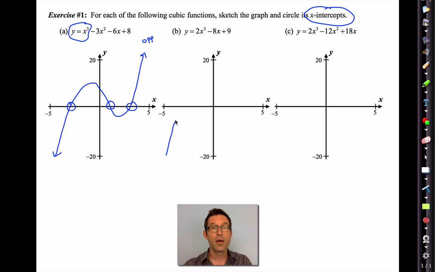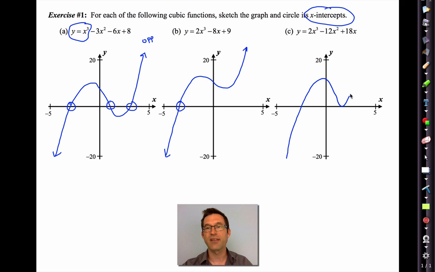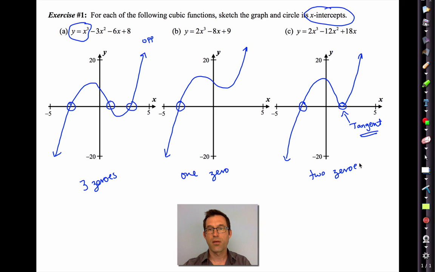On the other hand, letter B, right, 2 turning points, but only 1 zero. Again, notice the ends pointing in opposite directions. And letter C, we managed to get one. Now, this was probably the trickiest of them all, that had exactly 2 zeros, because one of those two zeros was tangent to the x-axis. So we had 3 zeros, 1 zero, and 2 zeros. All right?